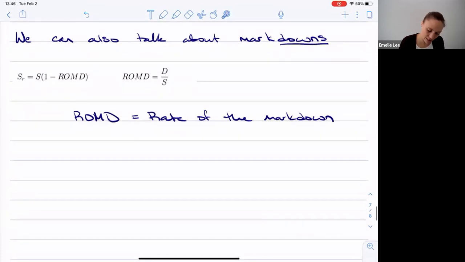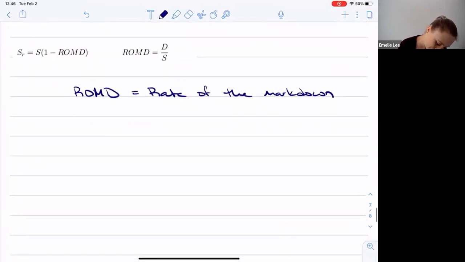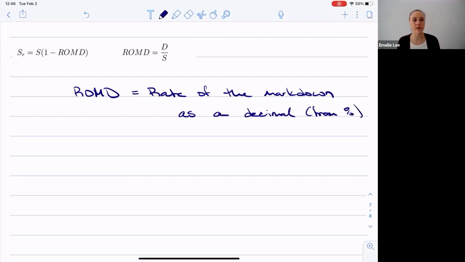Starting at the one new player that's in both of these formulas, S is in both, but the one new player is the rate of the markdown as a decimal, from a percentage. So the number that you're using has to be a decimal, but the rate is always going to be reported as a percentage.